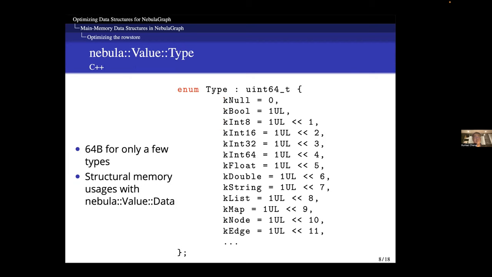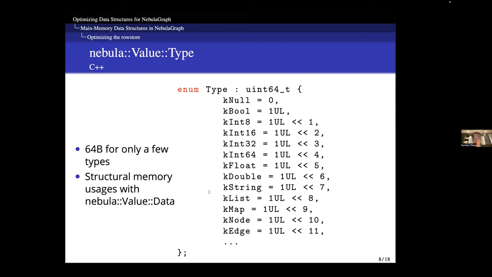There are also problems with the data types, because we allow users to specify various data types for the same property. So we need to store the type for each data element. And currently we are using a 64-bit, 8-byte integer for this type enum. It actually consumes a lot of memory, because we only have a little more than 10 types, but we are using a very large space for the type information.